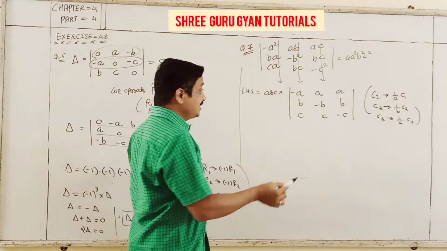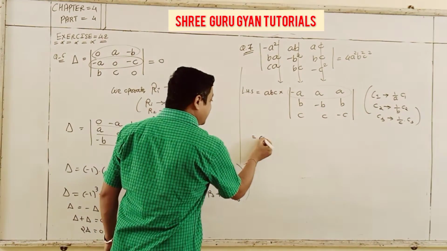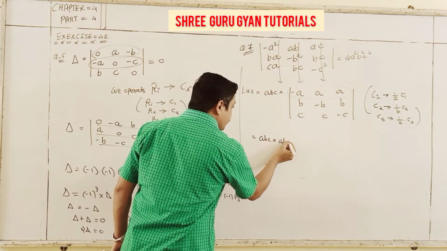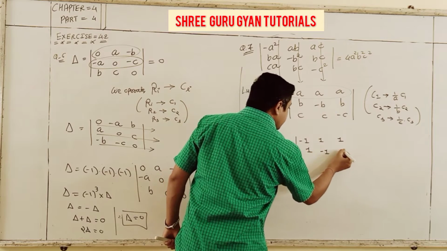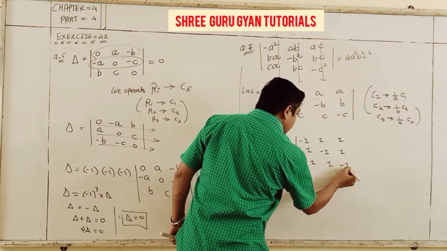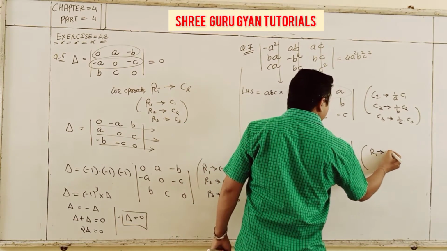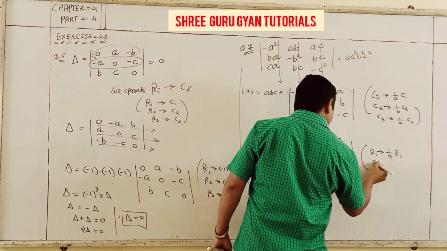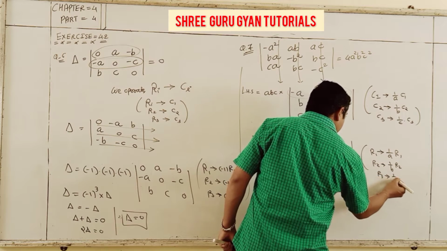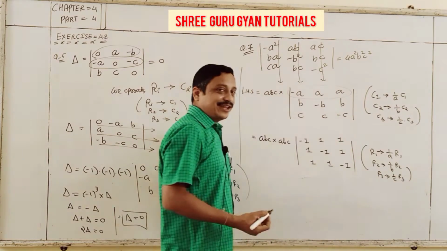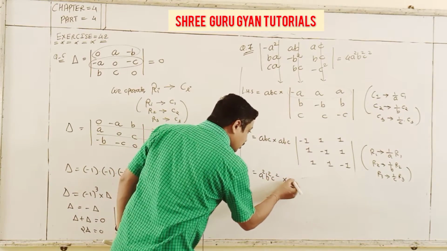Also you have to take common from rows. See, this is the first row, same as second row and third row, you can take the common out. Remaining are minus 1, 1, 1; 1, minus 1, 1; and 1, 1, minus 1. Side by side write down: row 1 common taking 1 by A with R1, row 2, 1 by B, and row 3, 1 by C. Finally you will easily get the answer with A square, B square, C square outside.